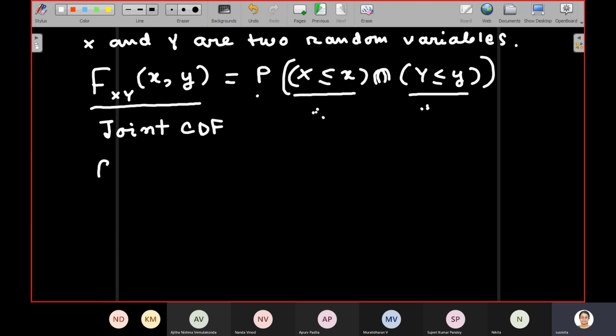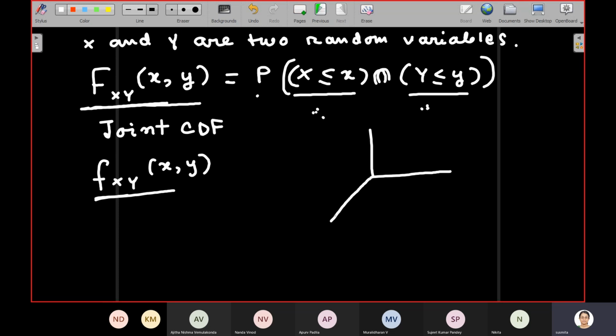Now similarly we should have a joint PDF, correct? Yesterday we derived the PDF from the CDF, right? We considered the differential of the CDF and from there we derived the PDF. Now for this we need to do the same in two dimensions. How do we visualize this? Earlier we plotted only along x. Now we have another variable, y. So basically we require three dimensions.